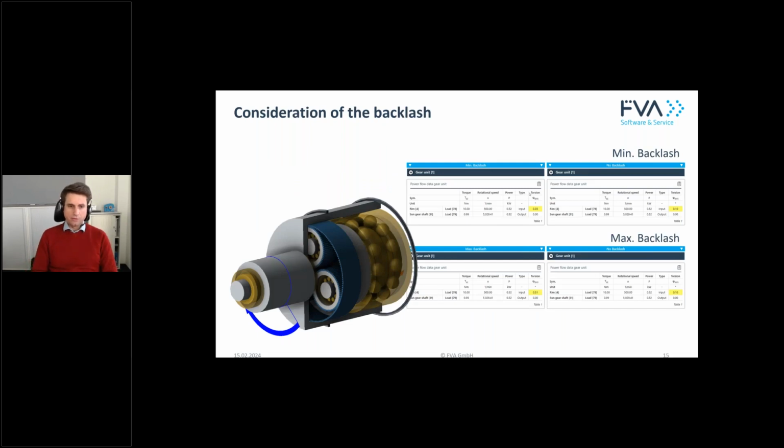So what is the effect? Here we can see that in earlier versions, we always simulated without any backlash consideration. And the torsion here for this model is 0.1 degrees in total for this load case. If we consider the minimum backlash, this increases to 0.35, and for the maximum backlash to 0.51. So here you have the option to take both options into consideration, the minimum backlash and the maximum backlash.